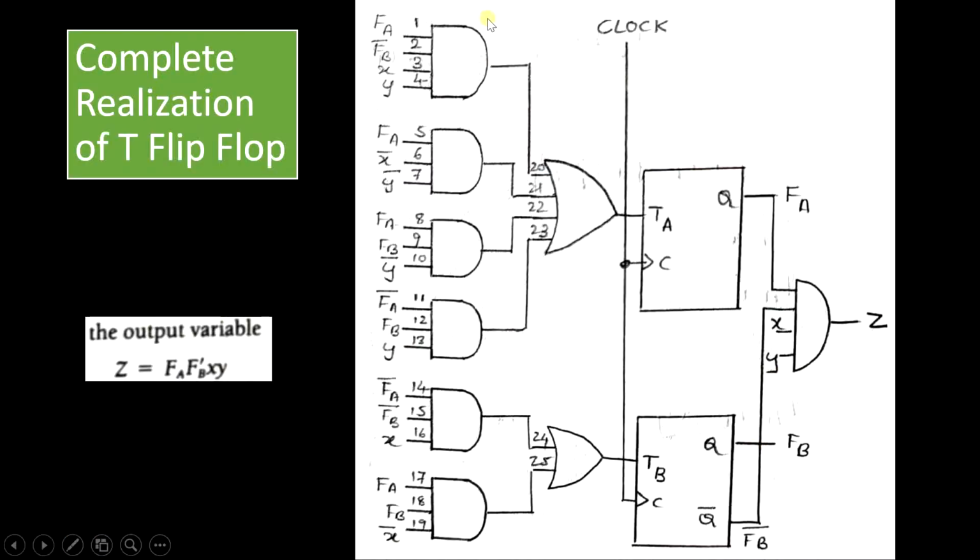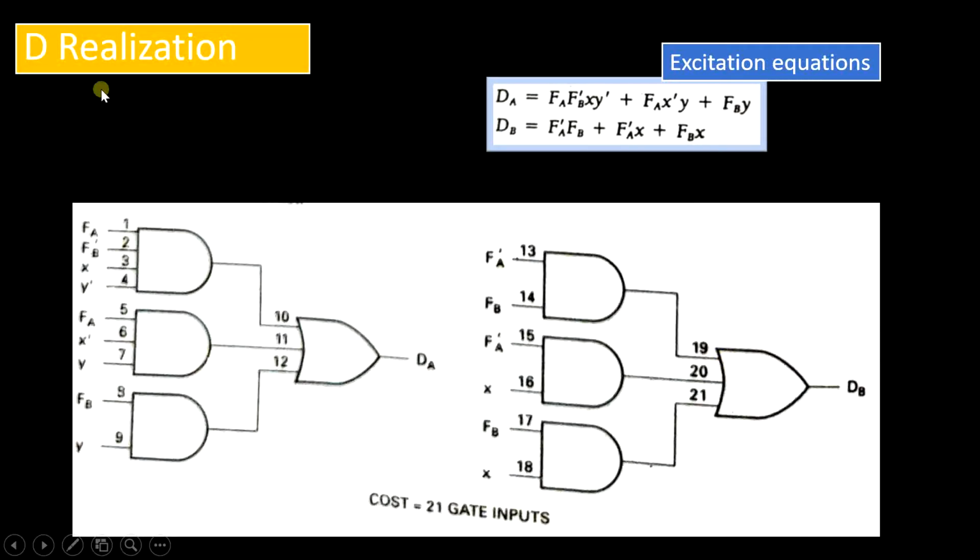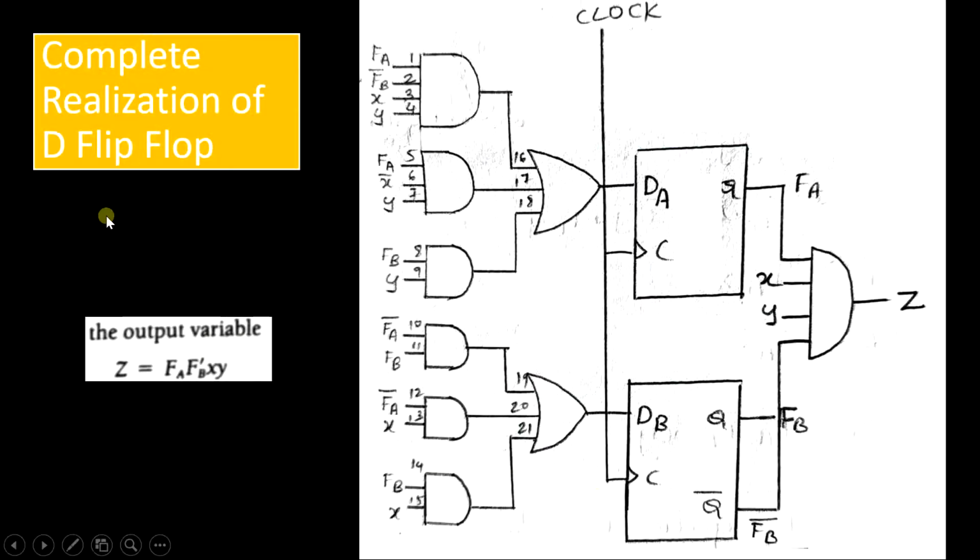When you look at the complete realization including the output variable, again it would increase by the same amount like the SR and the JK. So this is the complete realization. Last one is the D flip-flop, and for the realization of the D flip-flop, the excitation equations are given. In this case, the cost of the realization will be 21 gate inputs, and with the complete realization Z, you will have to include these gate inputs as well. So the amount of increase would be more.